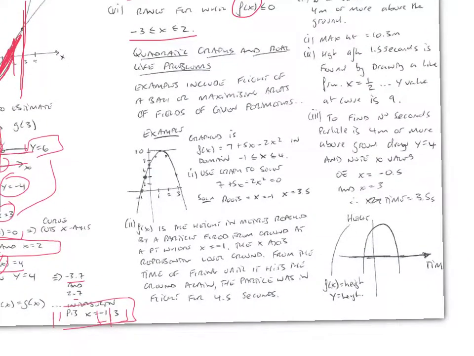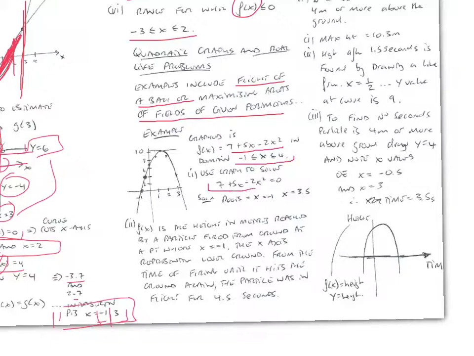Okay. What about quadratic graphs and real-life problems? Here's an example, and the examples you'll meet generally include the flight of a ball when it's thrown in the air, or maximising areas of fields of given parameters. Let's look at this first. What we have graphed here is the function f of x equals 7 plus 5x minus 2x squared. Just notice how they've jumbled the function around, but it still is a quadratic function, in the domain minus 1 less than or equal to x less than or equal to 4.